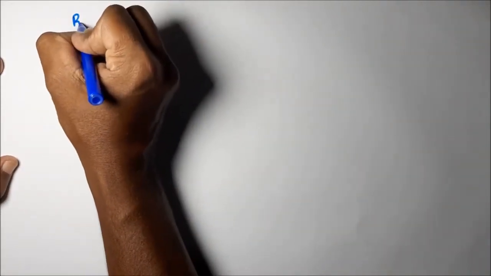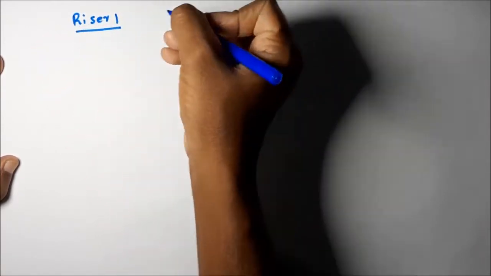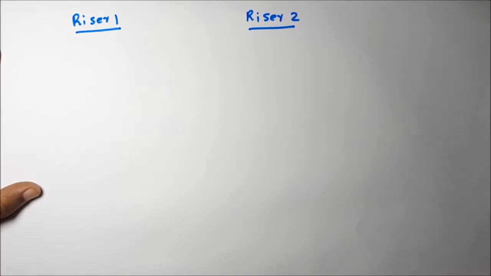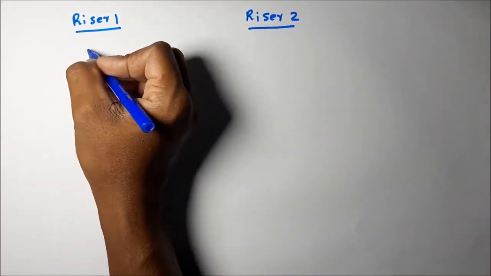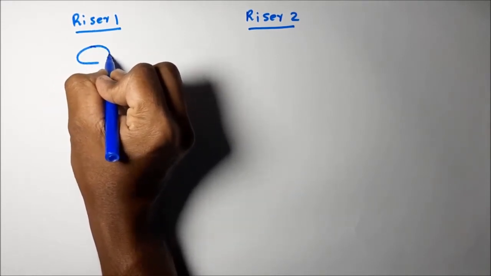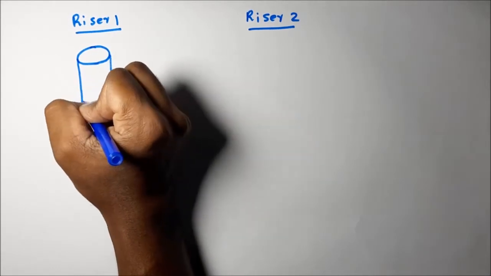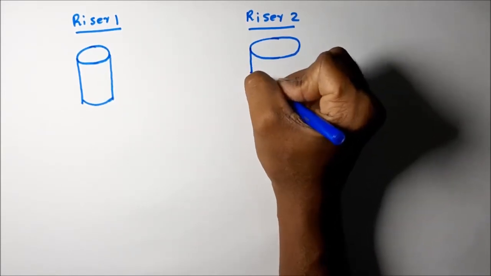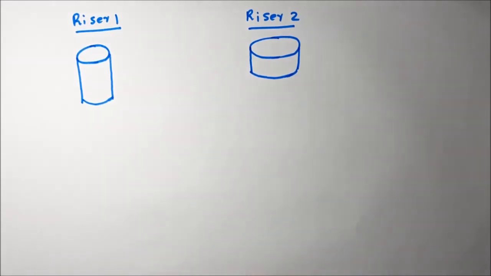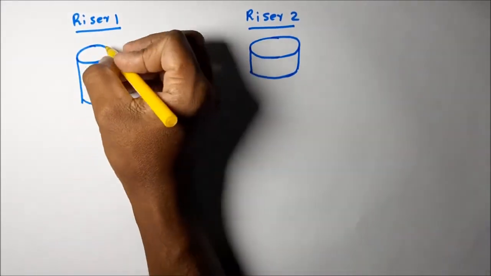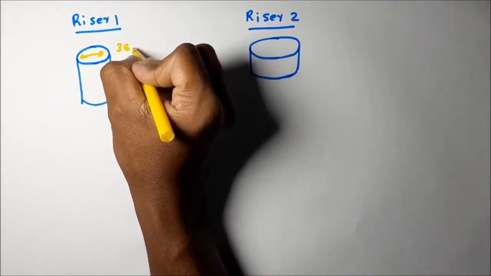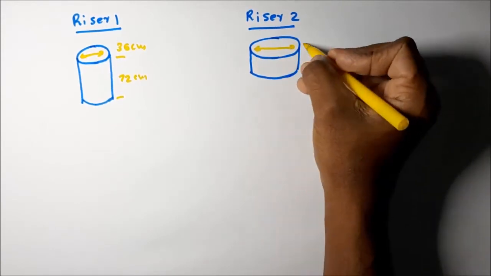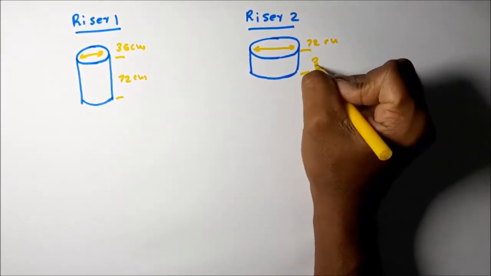Okay, let's take this as riser 1, and this as riser 2. Let me draw the sketch of the risers. One has the diameter equal to 36 centimeters and the height equal to 72 centimeters. The other has the diameter equal to 72 centimeters and the height equal to 36 centimeters.